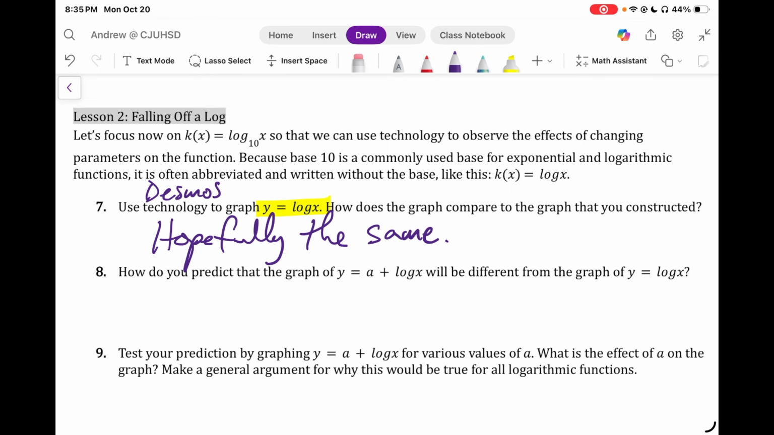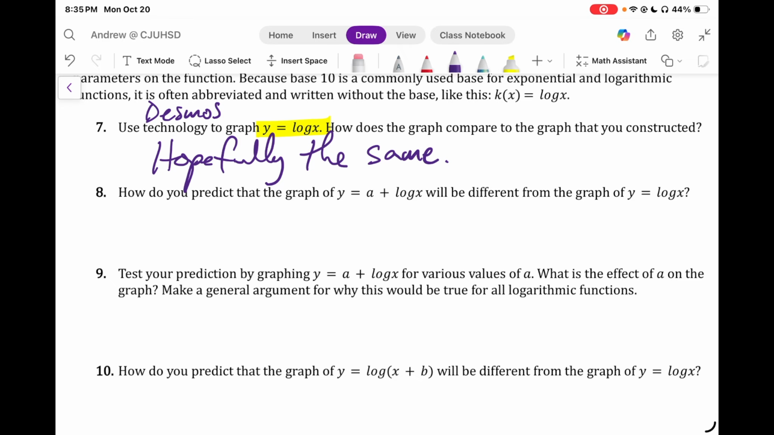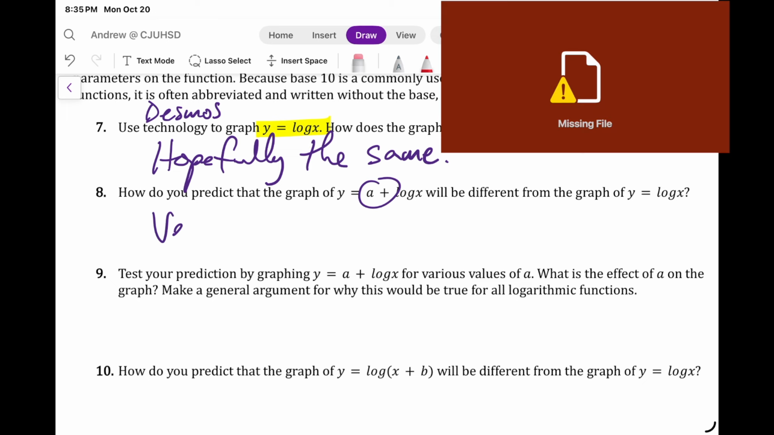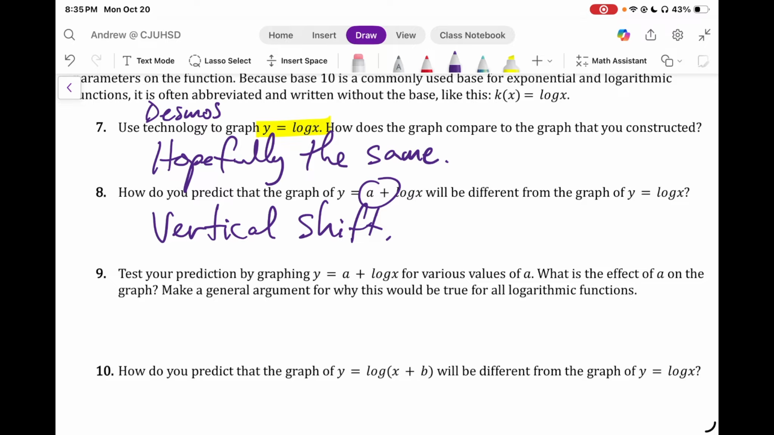How do you predict the graph of y equals a log of x will be different from the graph of y equals log of x? That should be a vertical shift. Test your prediction by using various values of a. What is the effect of a on the graph? Okay, so you have to look and see this happen.